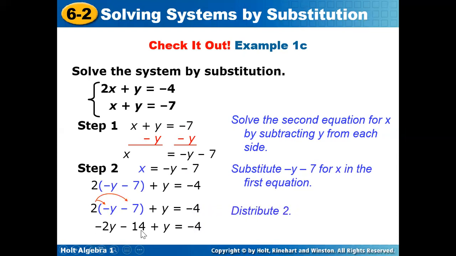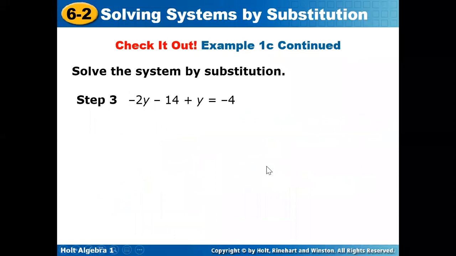Negative 2y minus 14 plus y equals negative 4, right? This is just a multi-step equation now. No big deal, just a multi-step equation. And so we are going to just collect our terms and solve. So we're going to collect our terms.